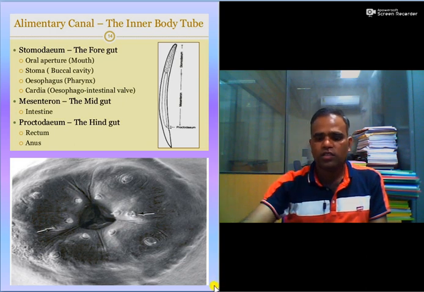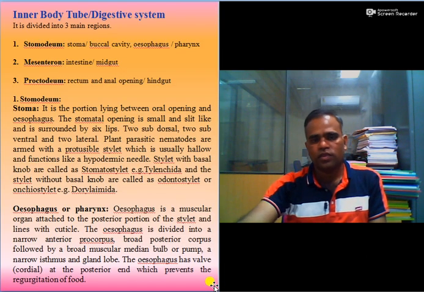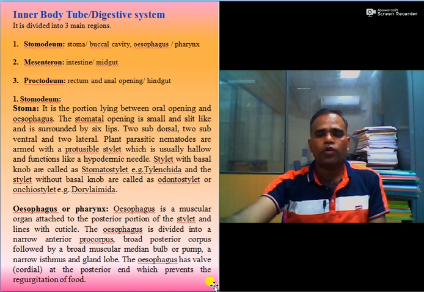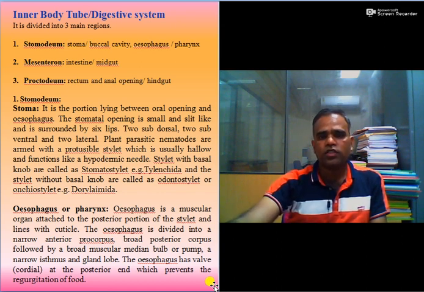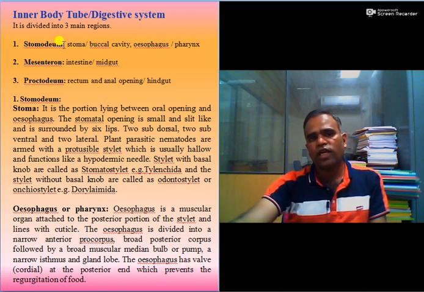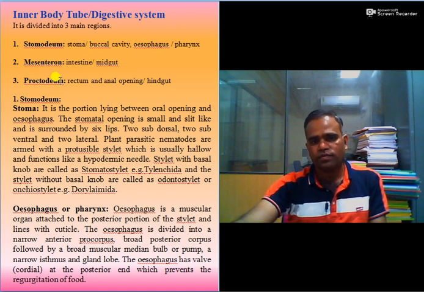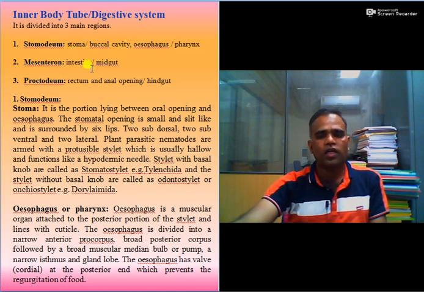So let us discuss the inner body tube, or digestive system, in detail. It is divided into three regions: stomatium, mesenteron and proctodium. Stomatium contains stoma, buccal cavity and esophagus. Mesenteron contains the intestine or midgut. Proctodium contains the rectum and anal opening or hindgut.